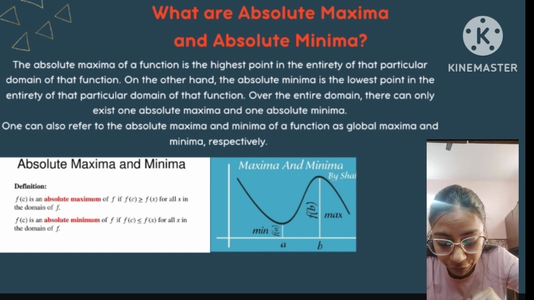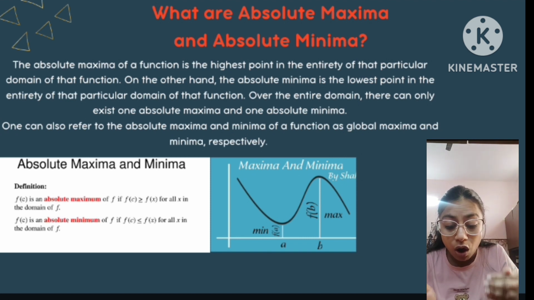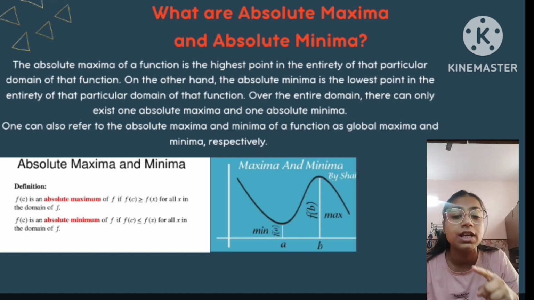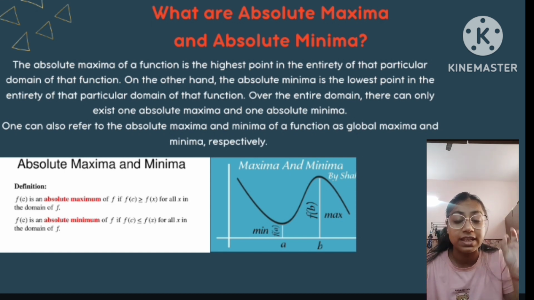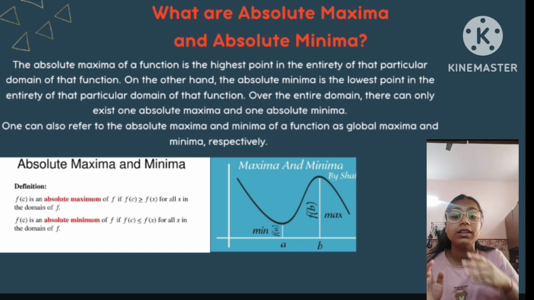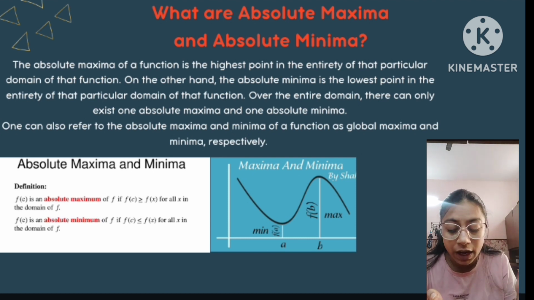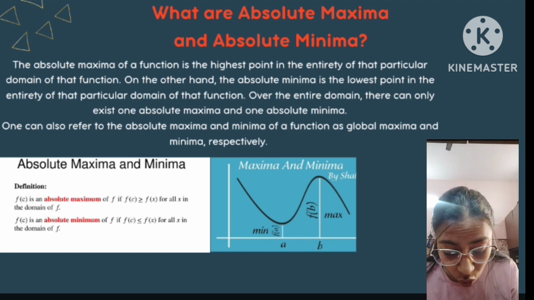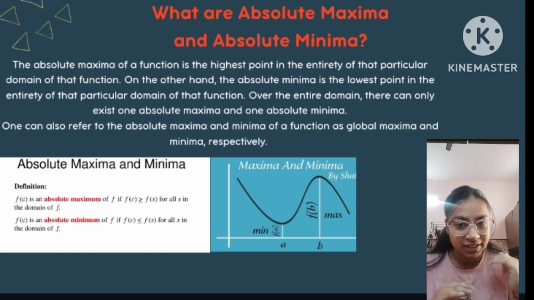The absolute maxima of a function is the highest point in the entire domain of that particular function. Basically, absolute maxima is that point in the whole domain of a function which has the maximum value. On the other hand, if we take the entire domain, meaning in closed intervals, endpoints will be included, and if we take the minimum point in the whole domain, it will be the absolute minima of that function. They are also called global maxima and global minima respectively.